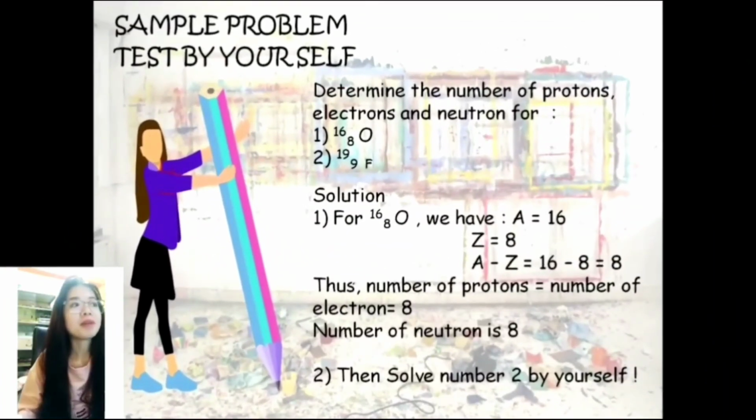Next slide, sample problem to test yourself. Determine the number of protons, electrons, and neutrons for 16/8 O and 19/9 F. For number 1, I have given the solution, and number 2, solve by yourself. Don't forget to comment below if you find the answer. Okay, I will read it. By yourself. Okay.